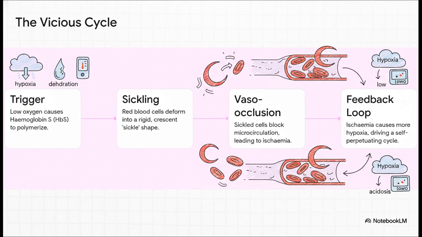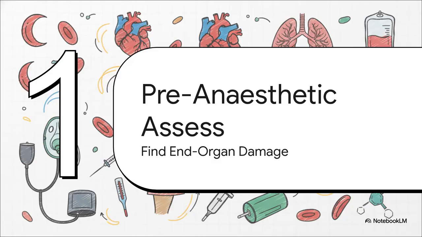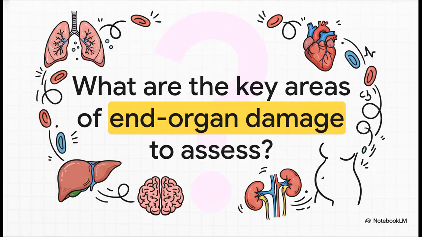It's a vicious cycle. All right, so with that science in our back pocket, let's move on to the pre-anesthetic assessment. How do we apply this in the real world? Well, your job as the anesthetist is kind of like being a detective. You're hunting for clues of the long-term damage caused by years and years of this sickling. So this is the big question you need to ask yourself. When you get that call about a pregnant patient with sickle cell, what are the key things you need to be looking for? What's on your mental checklist before you even walk into the room?